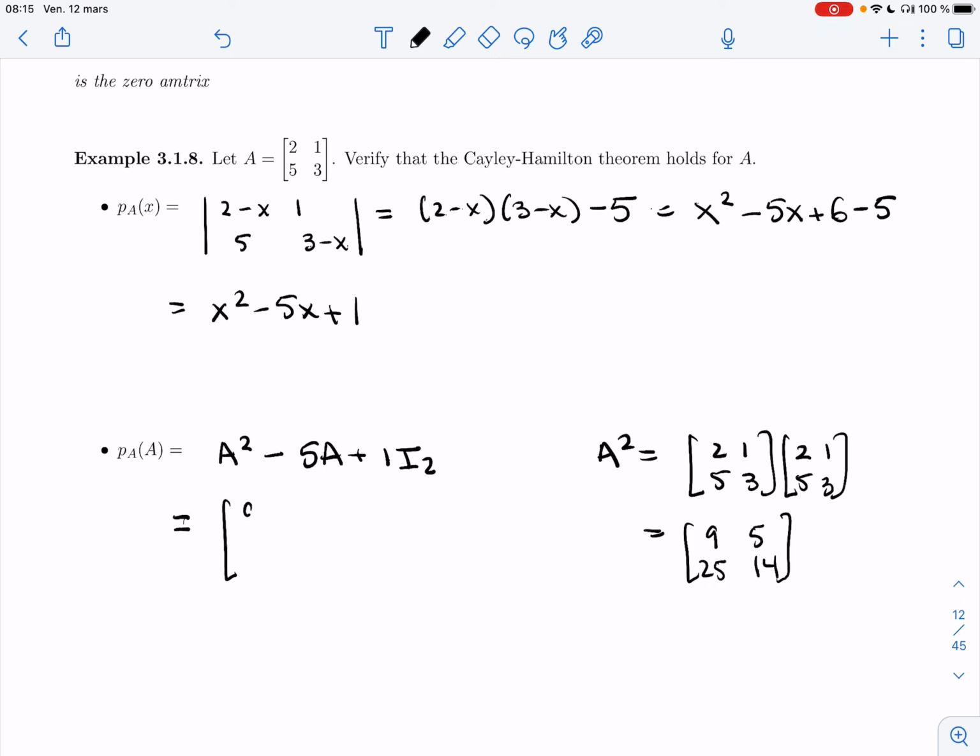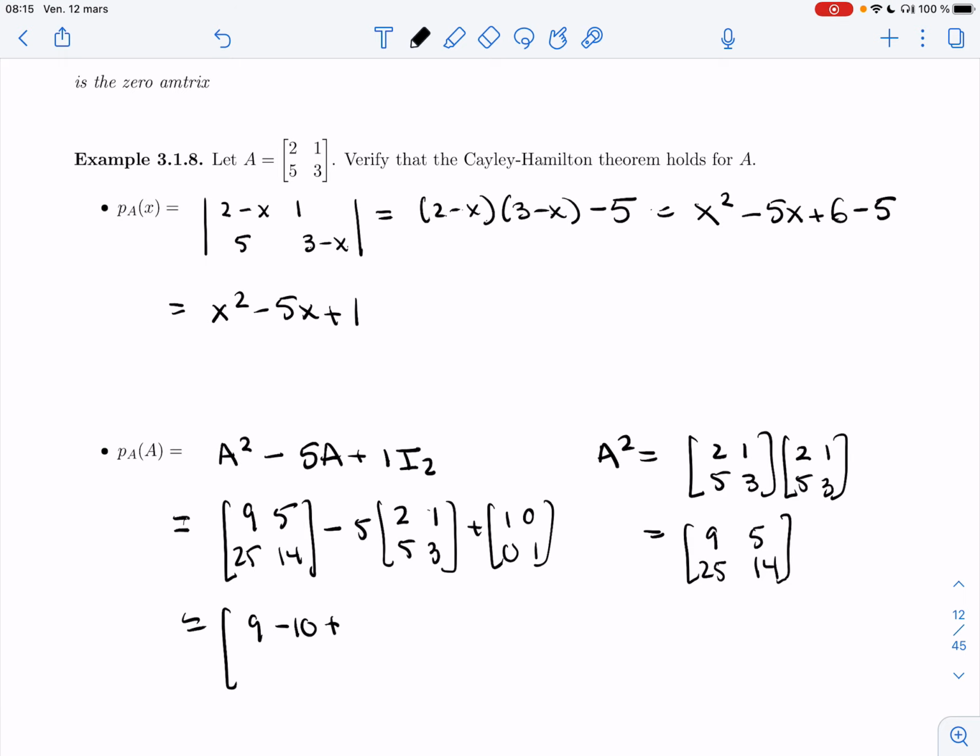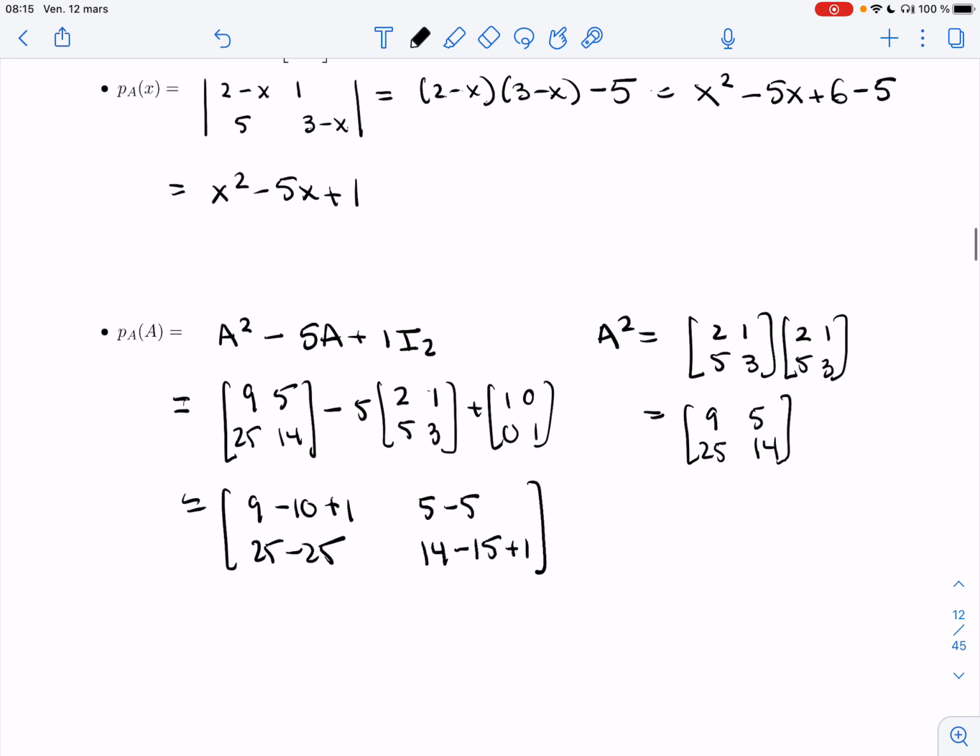All right, so that's 9, 5, 25, 14, minus 5 times 2, 1, 5, 3, plus 1, 0, 0, 1. So I get 9 minus 10 plus 1, that's 0. I get 5 minus 5, that's 0 as well. I get 25 minus 25, 0, and 14 minus 15 plus 1. And so that does give us 0, 0, 0, 0. All right, so we do get the 0 matrix.